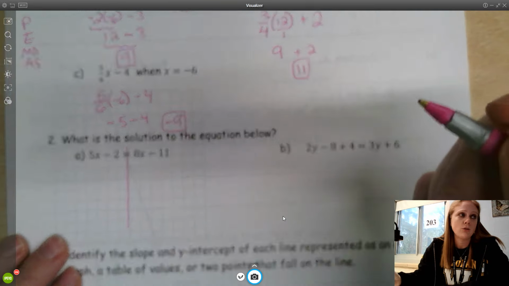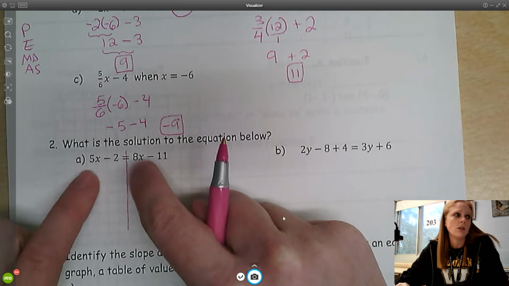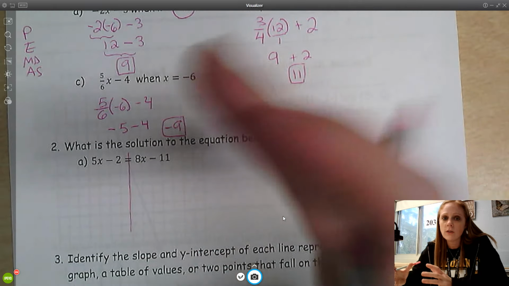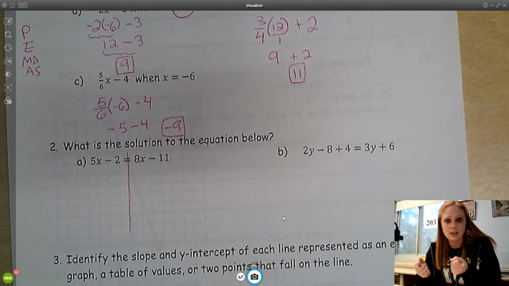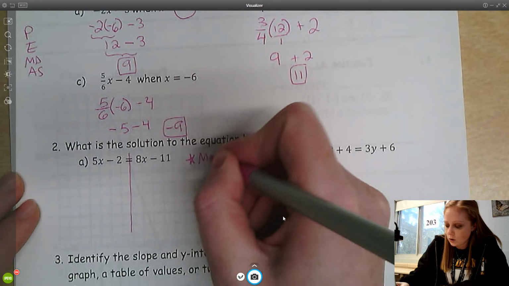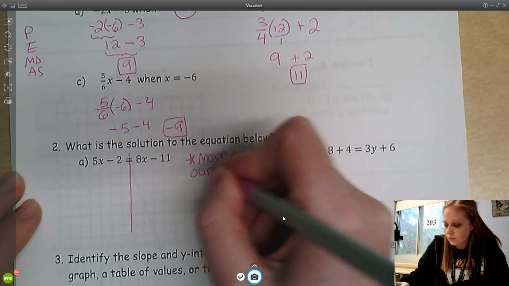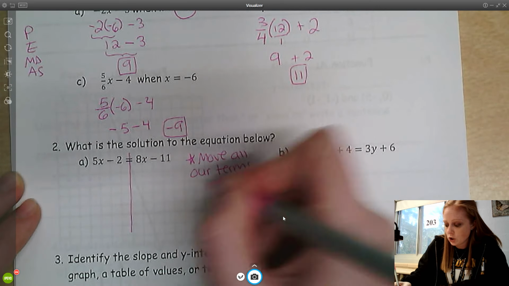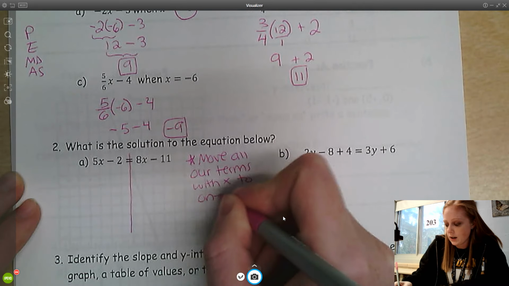Okay, I'm going to draw a line through my equal sign. And I noticed that I have x's on both sides here, on the left and the right. We need to get all of our x's together on one side, so then we can solve for just that x that's going to be represented all together. So I'm just going to make a note of that so we don't forget. We need to move all our terms with x to one side.